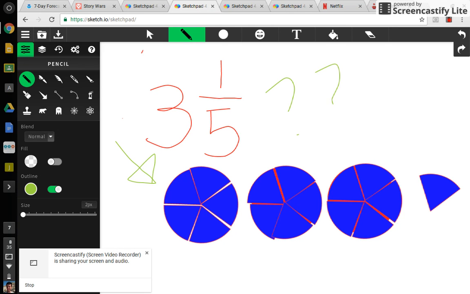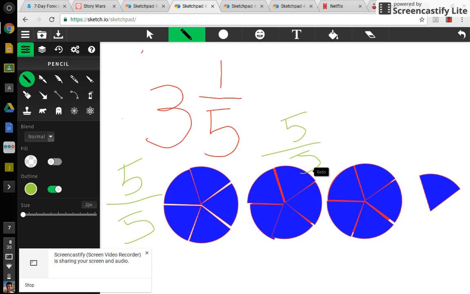Well, in this case, we can see, if we look very closely at our pizza, that 5 fifths will fill up one pizza. Now here we have another 5 fifths in our second pizza. And finally, we have another 5 fifths in our third pizza. If we add up all of those fifths, it's 5, 10, 15, plus we have our fifth that was left over. So we have 16 fifths.